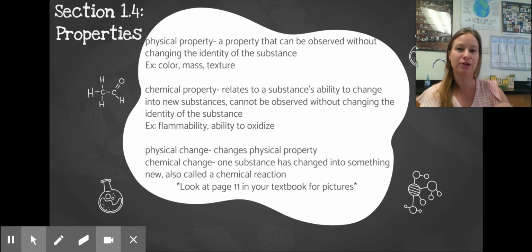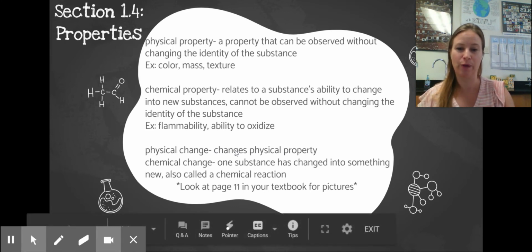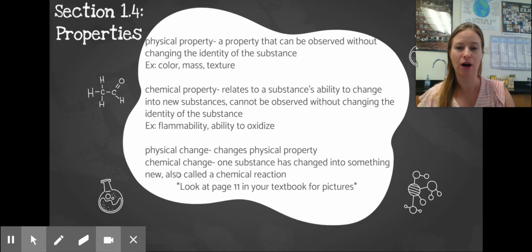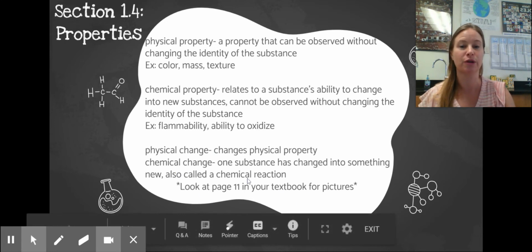So it goes from cellulose, which is carbon, hydrogen, and oxygen, all arranged a certain way, to mostly carbon, which is that black color that you get, and the carbon dioxide and the water leave, leaving mostly carbon behind. Okay, so I've completely changed what it is to a new substance. That is a chemical property. You can't observe that chemical property without changing the substance into something new. A physical change changes that physical property, like we said. And there are a lot of really good examples that show the molecular level in your textbook on page 11. So go to your textbook for more examples of those.